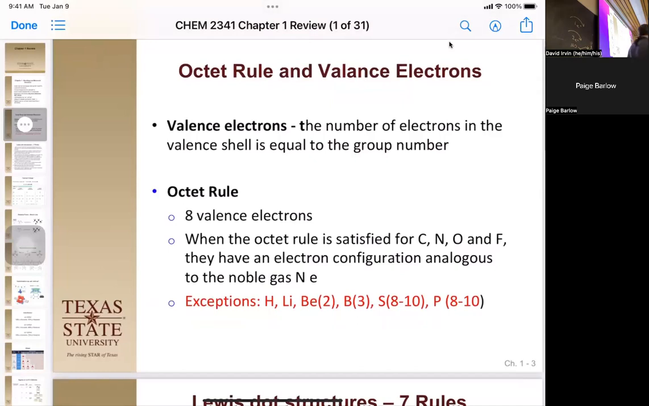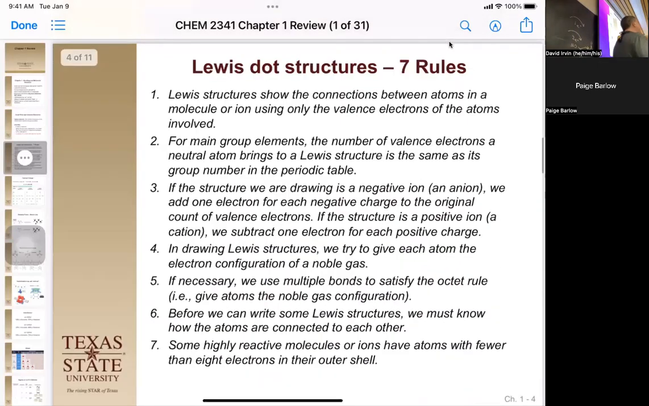And we want to look for electron configurations like the noble gases, right? So you want to be helium or neon or argon: 2 electrons in the outer shell, 8 electrons in the outer shell, 8 electrons in the outer shell. That's what we're looking for. Lewis-Dot structures technically have 7 rules. The first 4 get you through most of them. So go through these again, and make sure that you can do your Lewis-Dot structures.